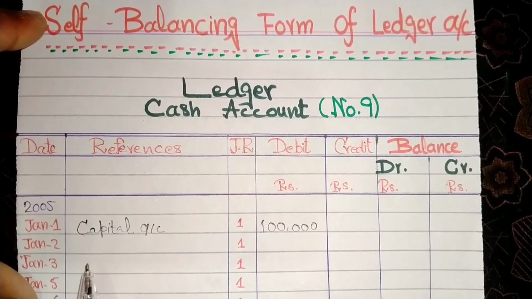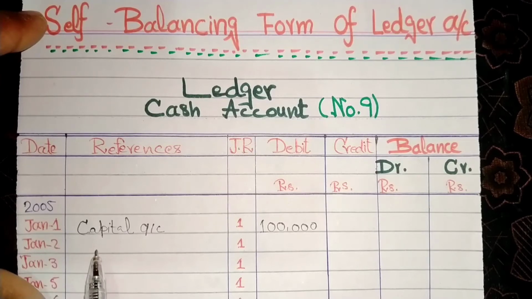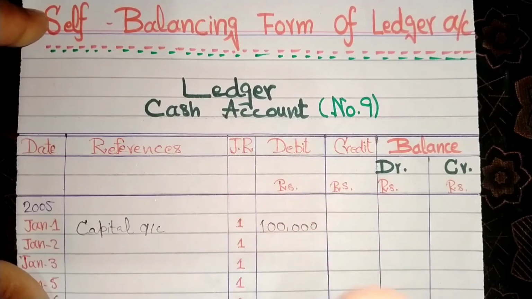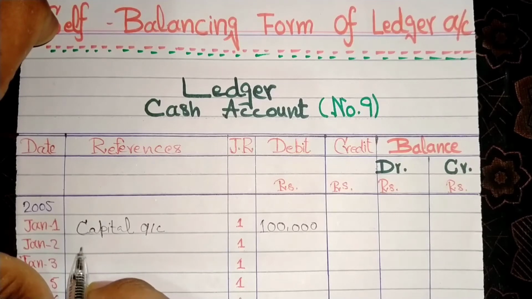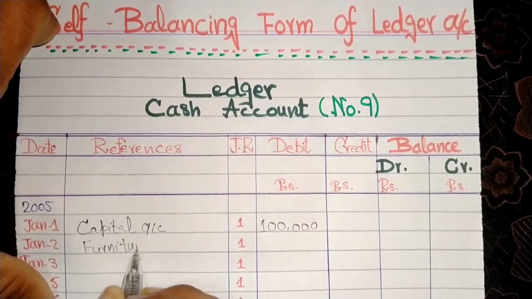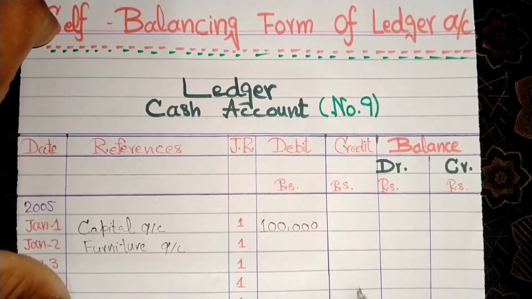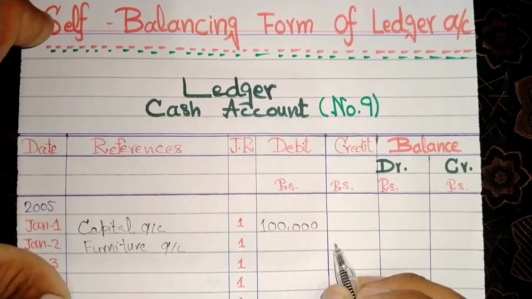Second entry, which was held on Jan 2nd, was purchased furniture for cash. So the journal entry was furniture account to cash account, right? So cash is credit here with furniture. So we will enter the opposite account name here, furniture account, right? Cash was credit with amount 20,000 rupees.